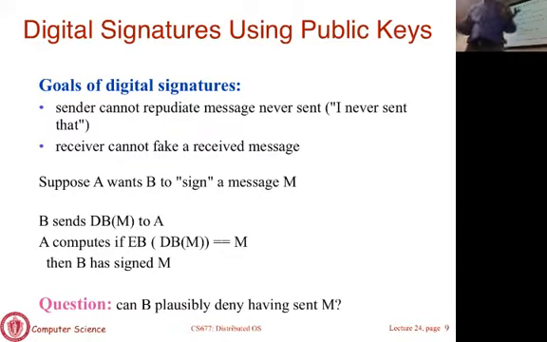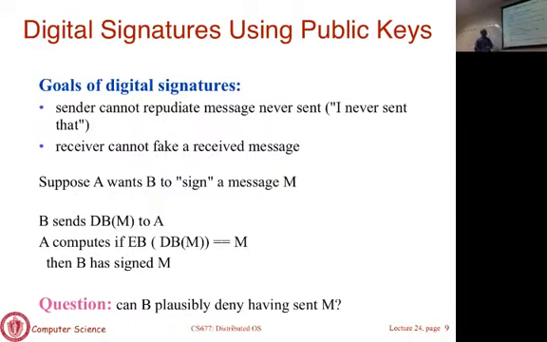Basically we want the ability for Alice to send a message or a document to Bob which is signed by Alice, and then Bob can verify it's signed, and Alice cannot claim she did not sign it. If you have those two properties, then you have what you can call a digital signature.